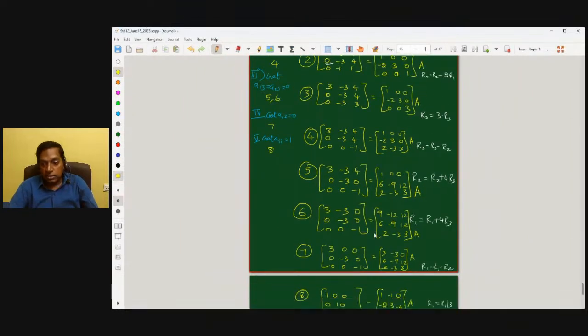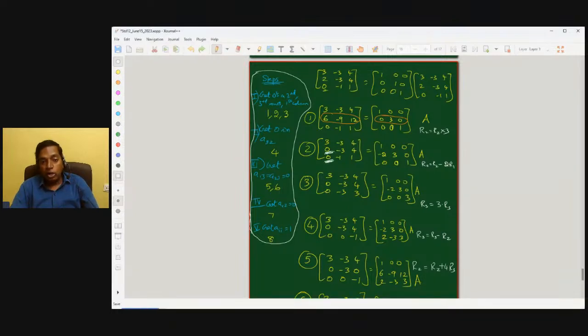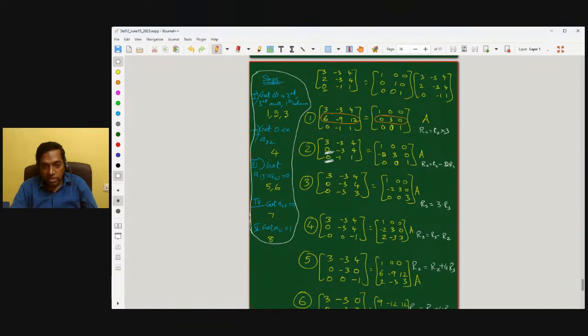So just look at this. The steps that I did are towards this goal. I didn't randomly come up with R1 is R1 plus R2, etc. This is the goal. The goal is first get zeros in second and third row, first column. That means I wanted these two zeros. Okay, I got it in 2 steps or 3 steps rather. Did we need 3 steps? Steps 1, 2 alone, right? Two steps, I got 2 zeros.